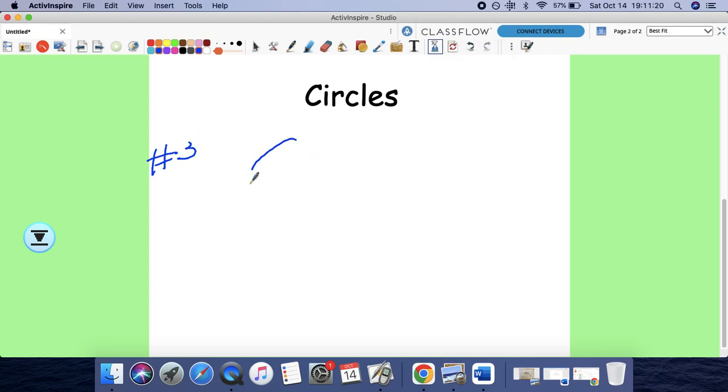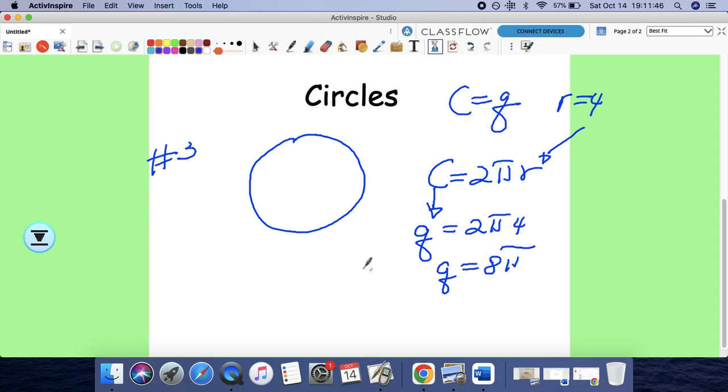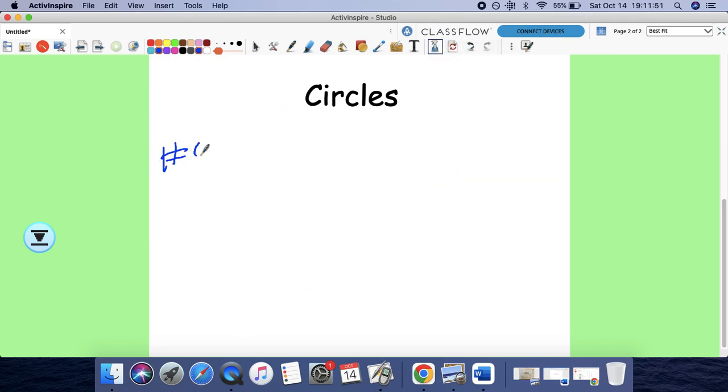Number 3. We have a circle. The circumference equals q. The radius equals 4. What is the value of q? Well, circumference equals 2 pi r. Circumference, they tell me, is equal to q, and r equals 4, so I'm going to replace that. So 2 times pi times 4. So q equals 8 pi. Do we have that? Yes. D. 4.